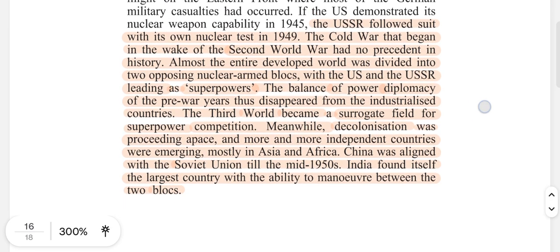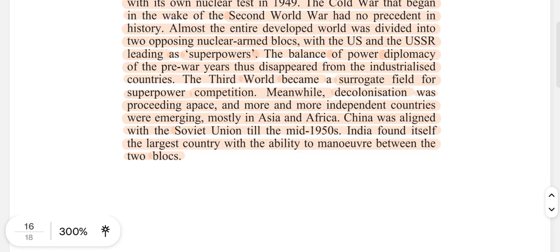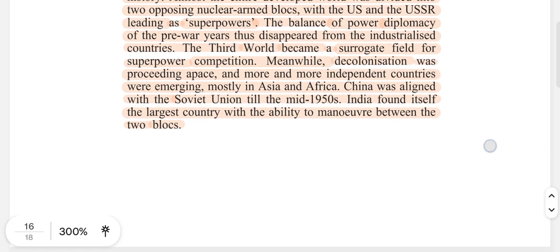The Cold War that began in the wake of the Second World War had no precedent in history. Almost the entire developed world was divided into two opposing nuclear-armed blocs, with the U.S. and the USSR leading as superpowers. The balance of power diplomacy of the pre-war years thus disappeared from the industrialized countries. The Third World became a surrogate field for superpower competition.